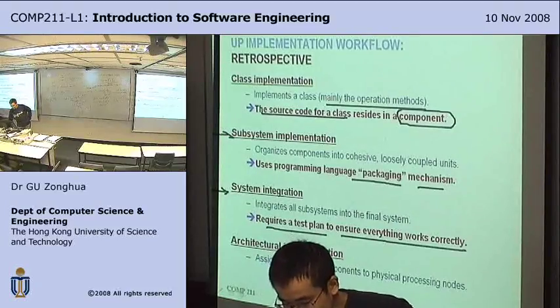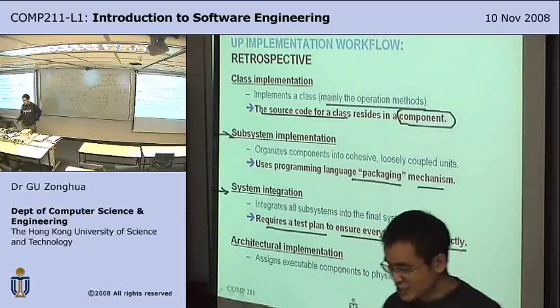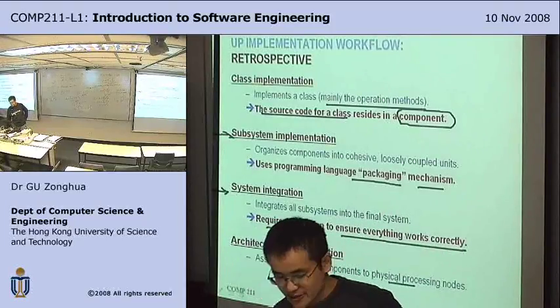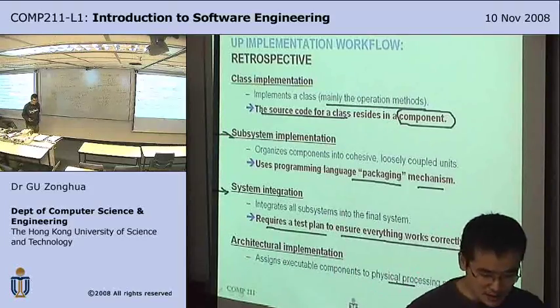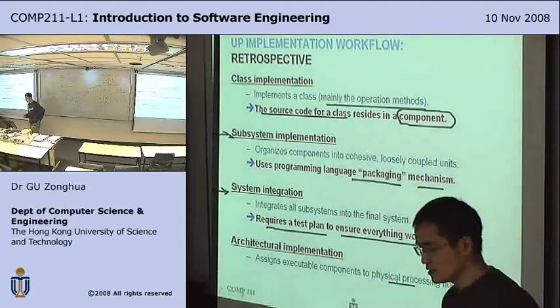So architectural implementation is to assign executable components to physical processing nodes. So this is, you can do this directly based on the deployment model in the design model.